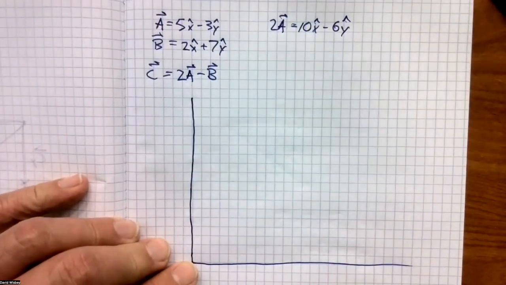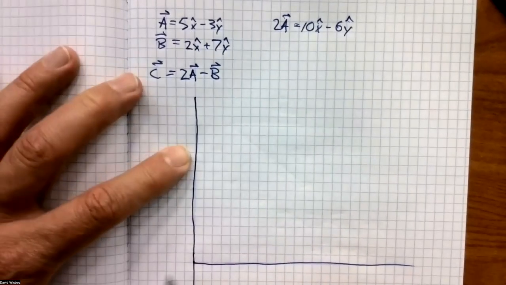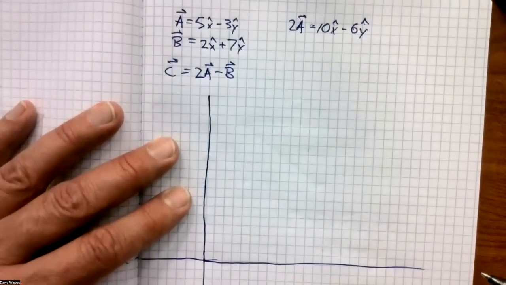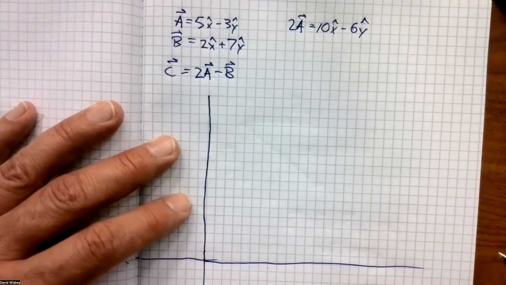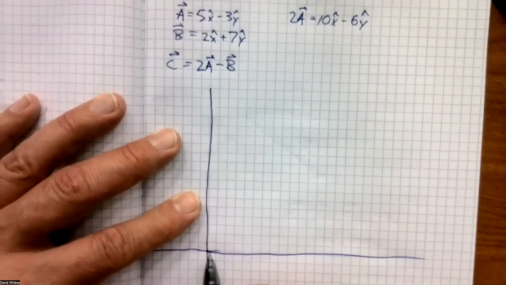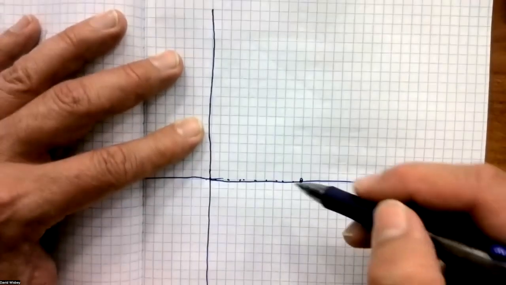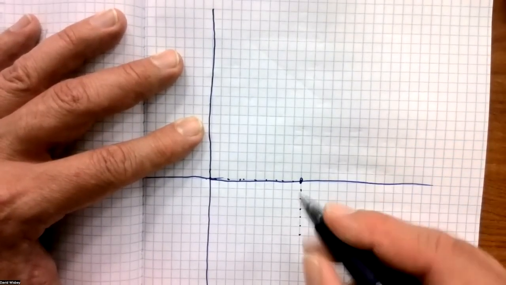I'll start with 2a. I'm going to draw that first. That's positive, and this is going to be negative here. Okay. Hopefully I didn't make the vectors too big, but that's fine. I'll draw 2a first. So I'll start at the origin and I'm going to go over 10: 1, 2, 3, 4, 5, 6, 7, 8, 9, 10. And then I'm going to go down 6: 1, 2, 3, 4, 5, 6.